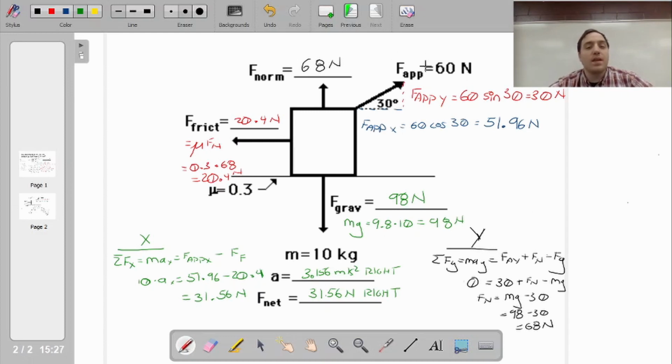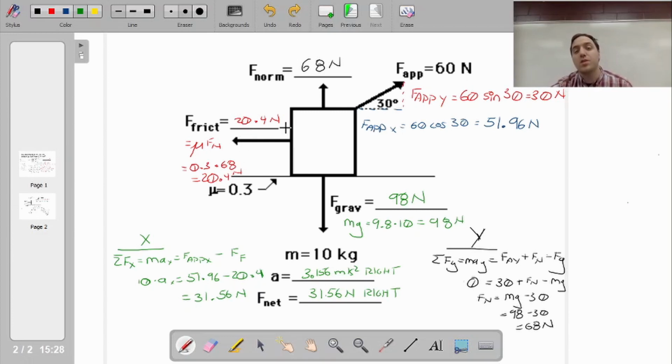And then I had to split this force applied up. Because it's a 30 here, I did 60 times sine 30 to get my force A_y, or 30 newtons. For my x, I did 60 cosine 30, which is 51.96 newtons. So in the y direction, I have A_y, force applied in the y direction, force normal, and force gravity. I plugged in my values and got that the force normal is 68 newtons. Once I have that, I can find my frictional force, because friction is just mu times the normal force. Mu, it says right here, is 0.3 times the 68 gives me 20.4 newtons.